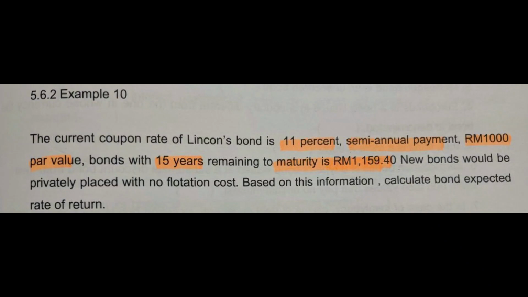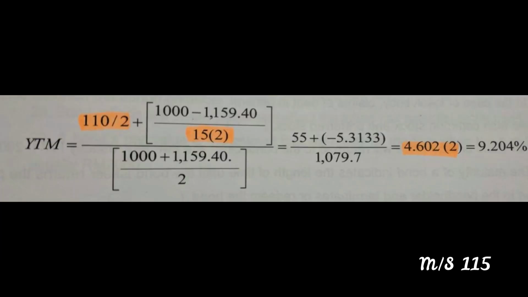We will get the answer 9.537%. Okay, next question, we need to highlight 11% corporate bond, semi-annual payment, 1000 par value, 50 years, and maturity 1159.40. First, find the coupon payment. 11% multiplied with 1000, we get 110. Next, follow the YTM formula and calculate. On this question, we need to divide I by 2, and multiply N by 2, and multiply the answer by 2, and we will get the answer 9.204%.